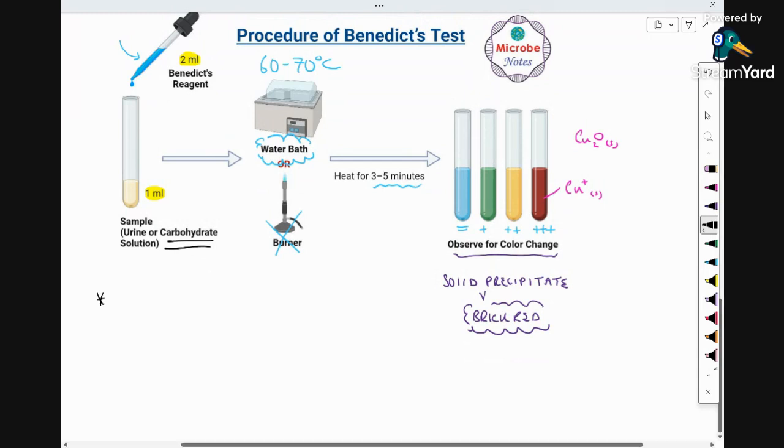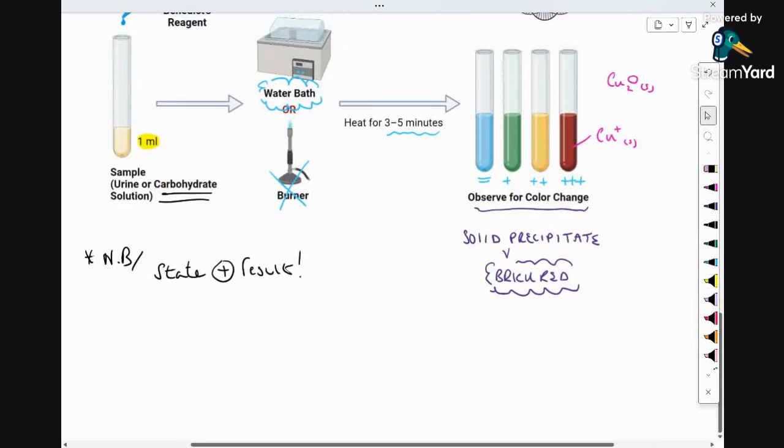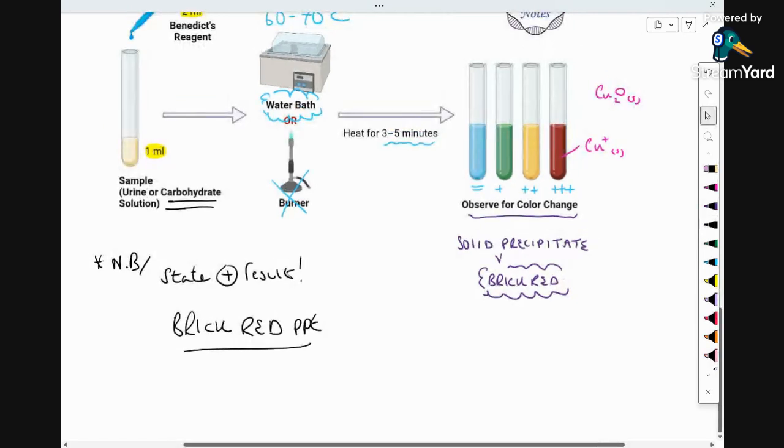So I'm going to put a little nota bene here, NB. Always state the positive result. And in this case, it is a brick red precipitate, PPT, brick red precipitate. You have to say what the positive is. When you're asked to write the steps for this test, there's always a mark for stating what the positive result is. Very important. So that's how you test for a reducing sugar.